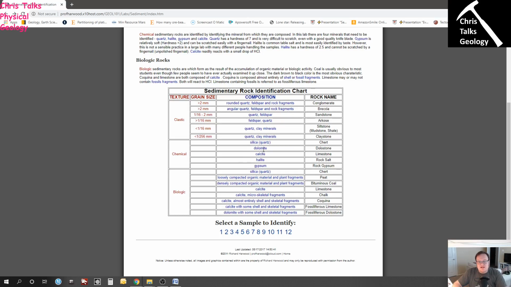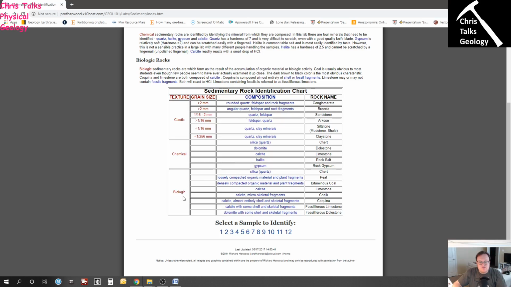Now, dolomite and calcite are both carbonates, so they will both react with acid. However, calcite will react with room temperature hydrochloric acid. Dolomite will not react with room temperature hydrochloric acid. If you want to make dolomite react with acid, the acid has to be hot. So just bear that in mind. Halite and gypsum, they won't react with acid. Both of them are relatively soft minerals, so they'll scratch relatively easily.